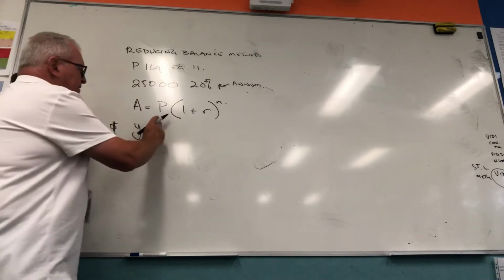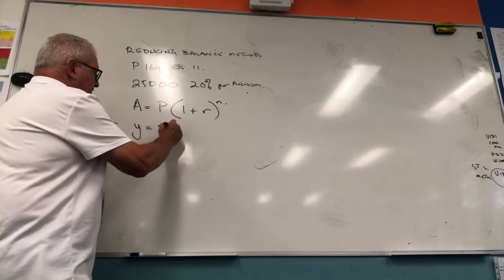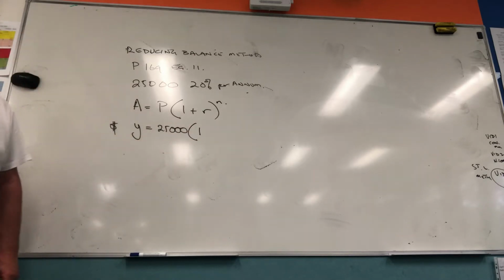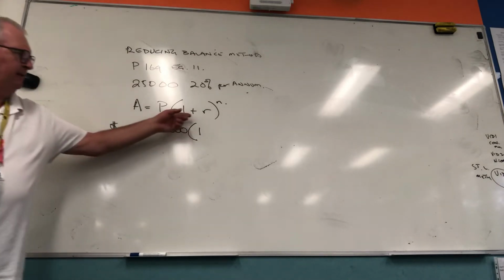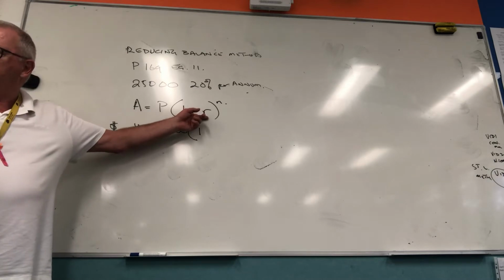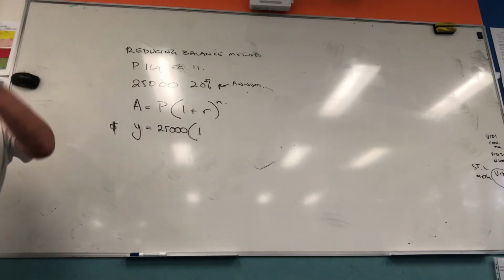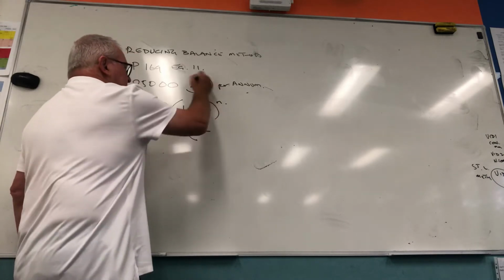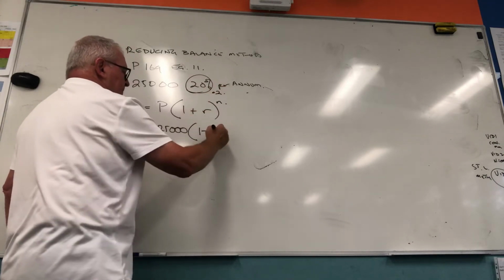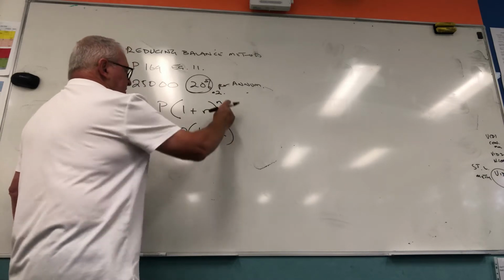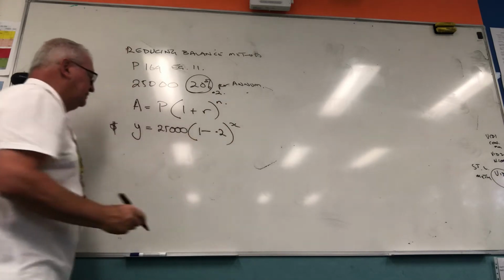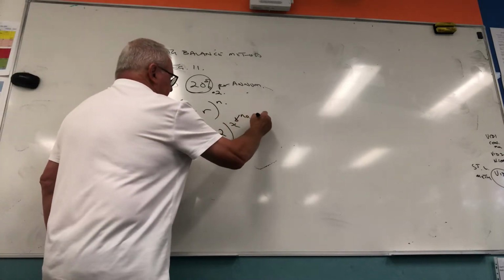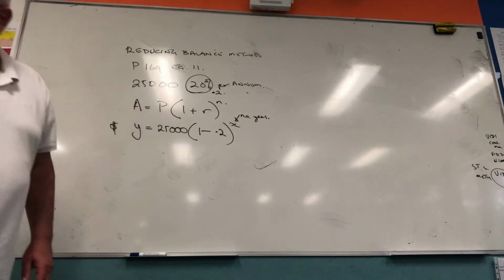Okay, the amount of money we stick in to start off with is $25,000. We start with one lot of $25,000. Now we add the rate for compound interest. For depreciation, we take the rate away. And the rate is 20%, which is 0.2. So we take away the 0.2. The N, the number of years, we have to put in as X. So this is the number of years. Okay, everyone happy with that?